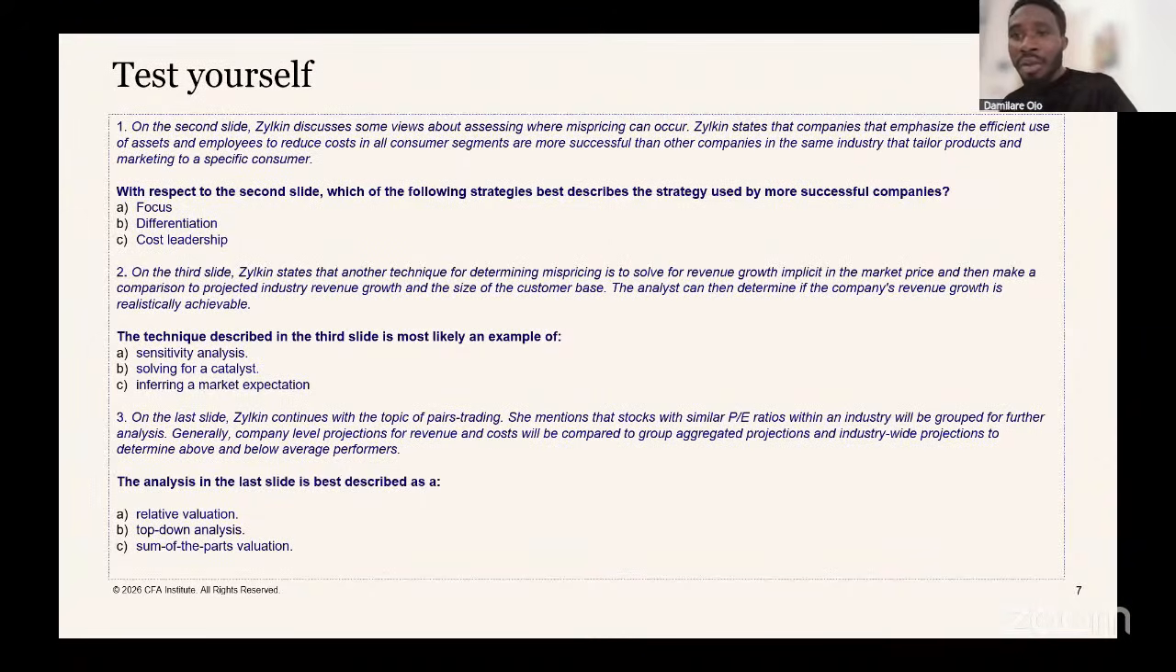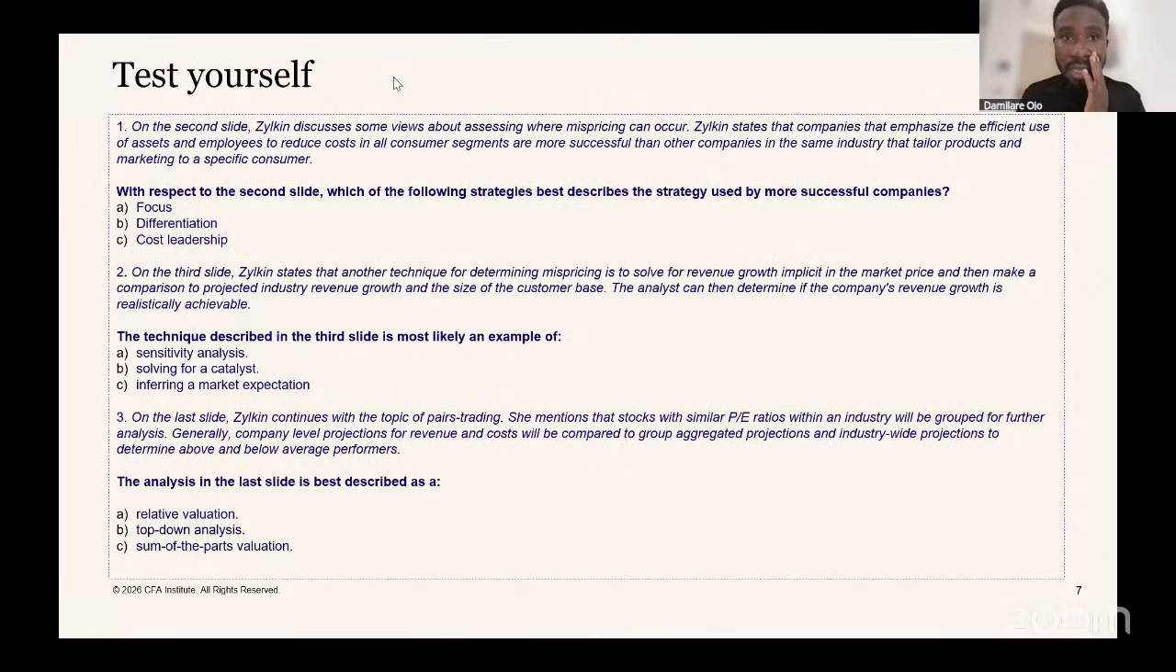Now, this guy has said that companies that emphasize the efficient use of assets and employees to reduce costs in all customer segments are more successful. So he's saying cost reduction is a more successful strategy. So the answer is C. They are more successful than other companies in the same industry that tailor products and specific. So these other companies are those that use focus as a strategy. Nothing here speaks to differentiation. So the answer is C. The answer is C. Okay.